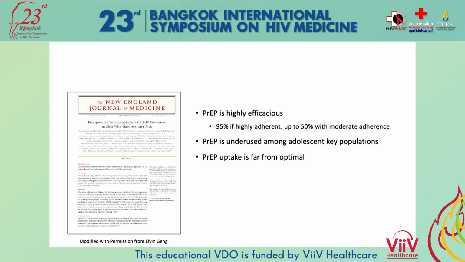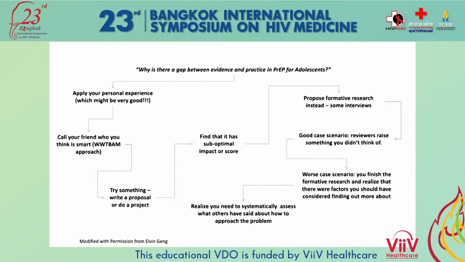So I'm going to use PrEP as an example to consider real implementation issues. We know that if folks are highly adherent, it works really, really well. It even works up to 50% with moderate adherence. We know that it's underused among adolescent key populations. We know that uptake is far from optimal. So the traditional approach when you're thinking about designing a program, and I'll apologize for the way that this slide looks, clearly something went wrong when I uploaded it into the recording software.